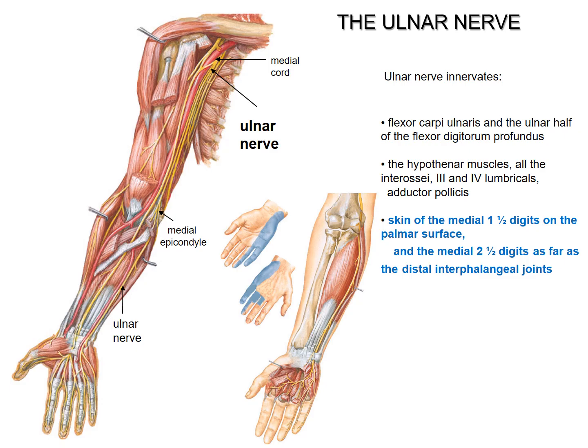At the wrist, the ulnar nerve travels superficially to the flexor retinaculum. It enters the hand across the ulnar canal. In the hand, the nerve terminates by giving rise to superficial and deep branches. In general, the ulnar nerve innervates in the hand the hypothenar muscles, all the interossei, third and fourth lumbrical muscles, and the adductor pollicis muscle. It innervates skin of the medial 1½ digits on the palmar surface, and the medial 2½ digits as far as the distal interphalangeal joint.